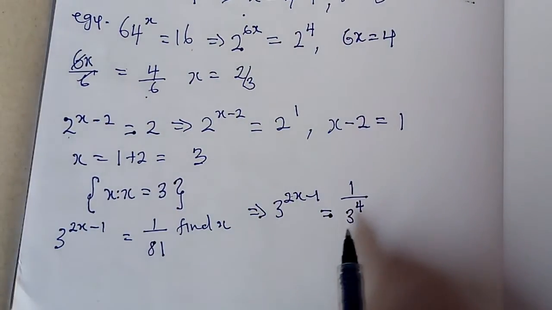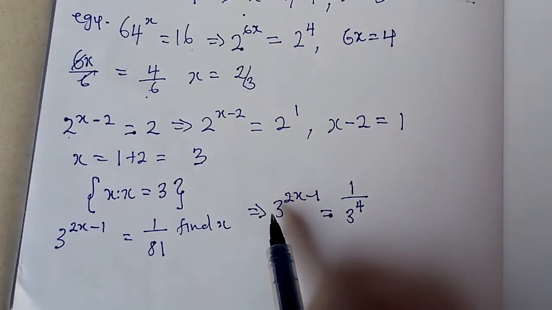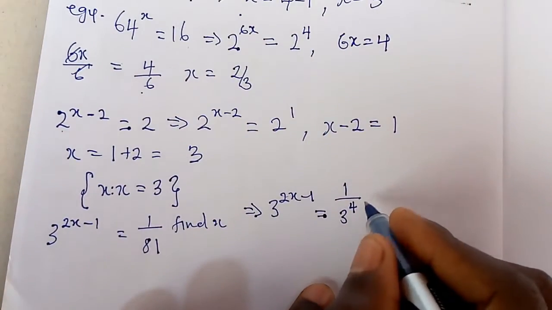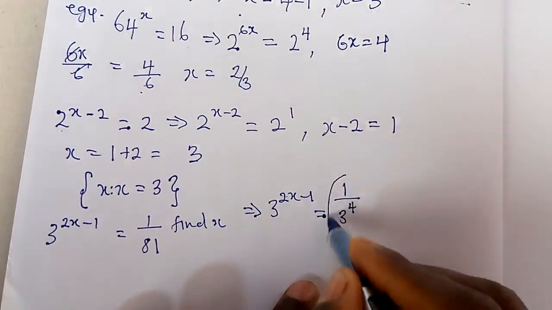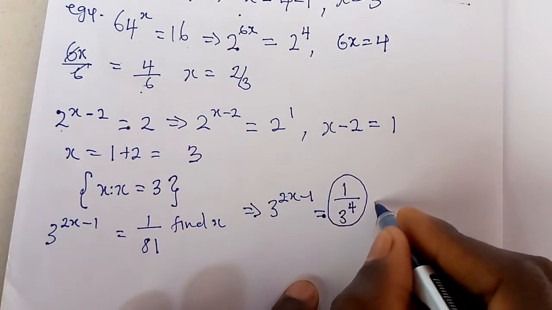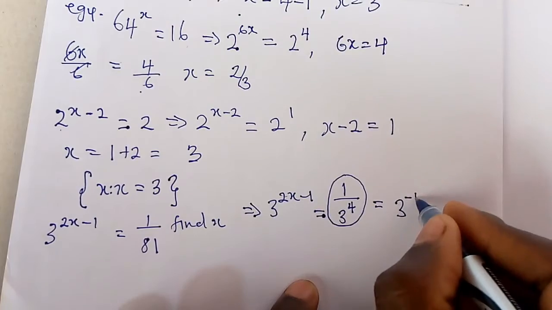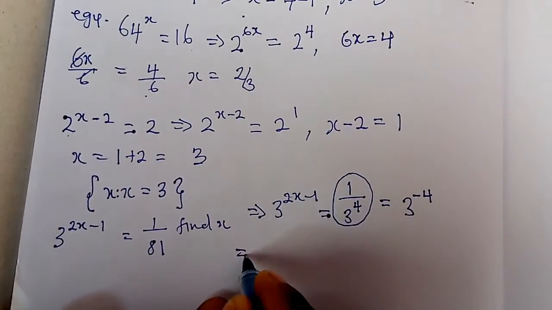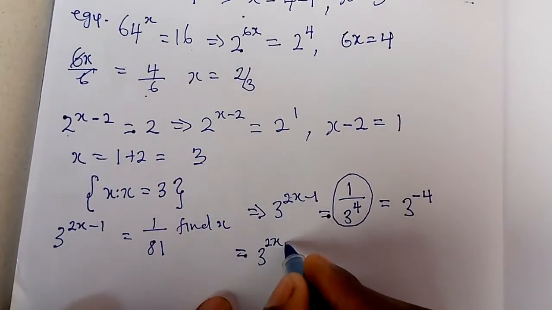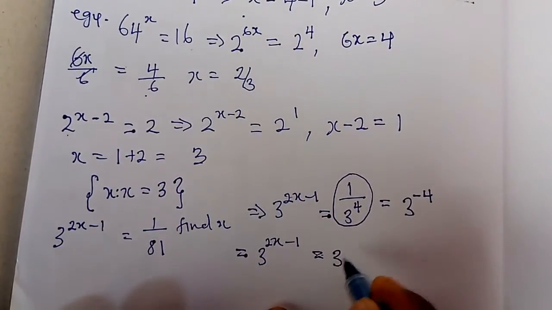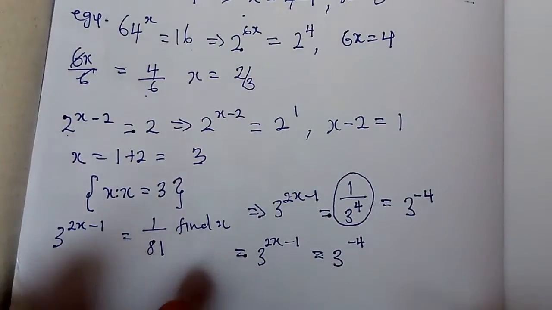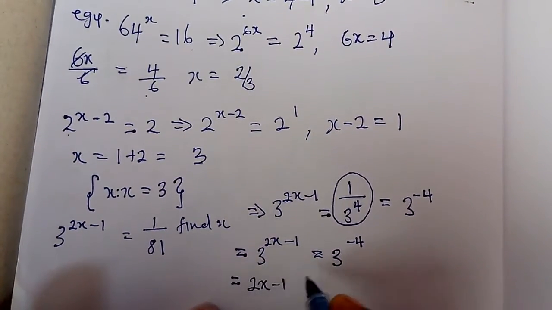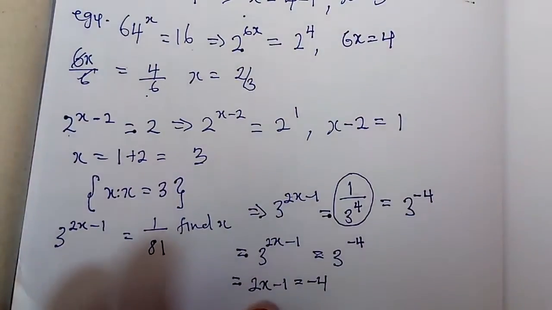We know that 3 is a base, so we have the same base here. And if you have an expression like this, the whole of this can be changed to 3 raised to power minus 4. So 3 raised to power 2x minus 1 is equal to 3 raised to power minus 4. I have the same base, so I equate the exponents. I have 2x minus 1 equal to minus 4.